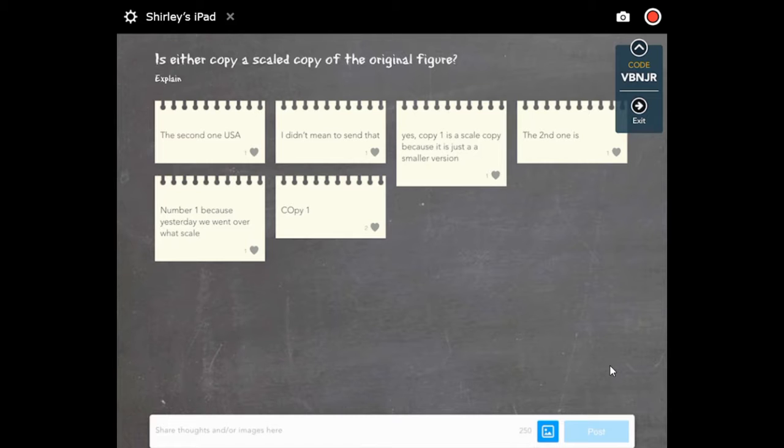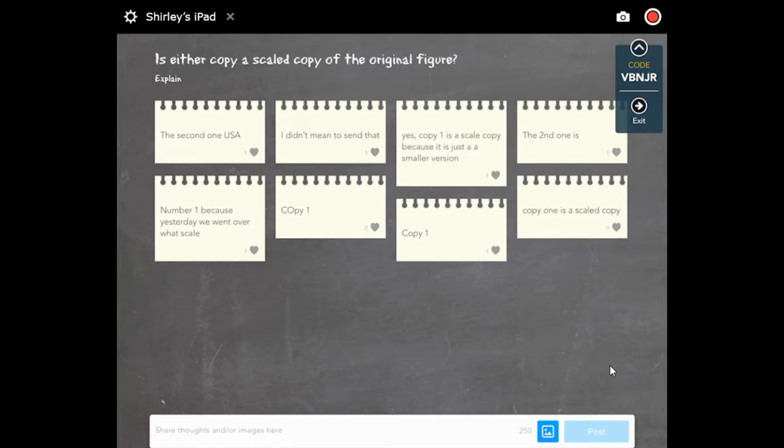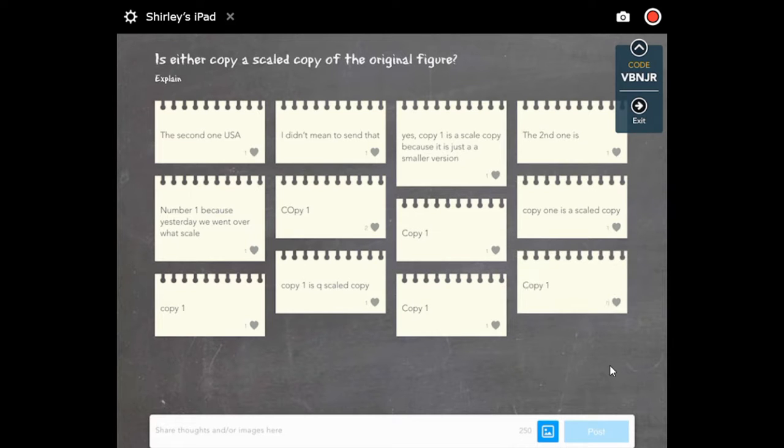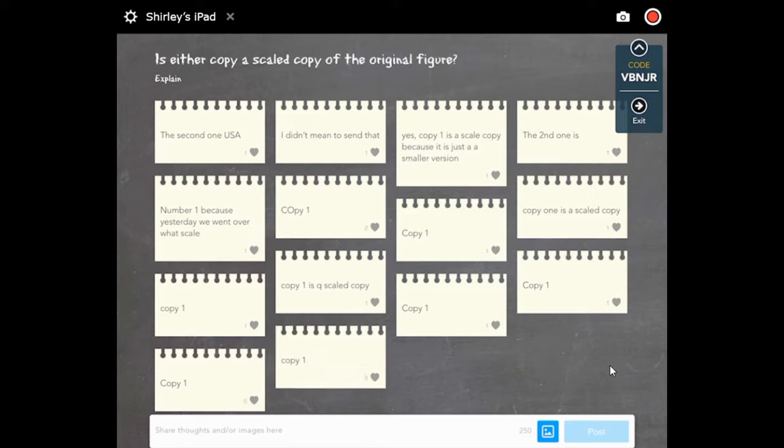Richard, awesome. I love your answer, number 1, because yesterday we went over what a scaled copy was. So I agree that copy number 1 is your scaled copy. It looks like it's exactly the same. It's not stretched. Copy number 2 looks like that picture got stretched too long.